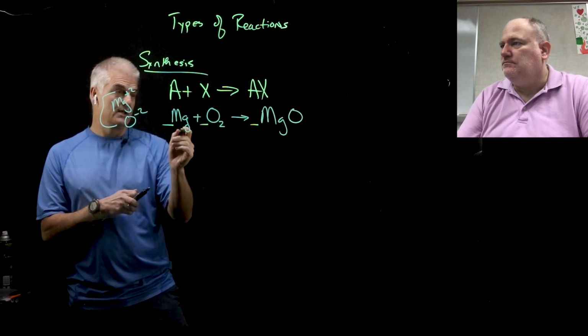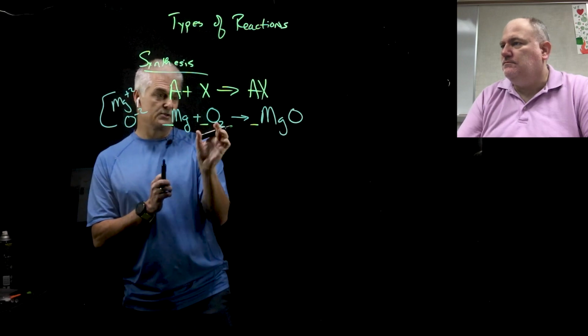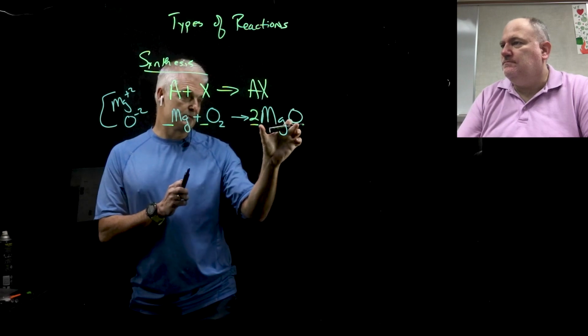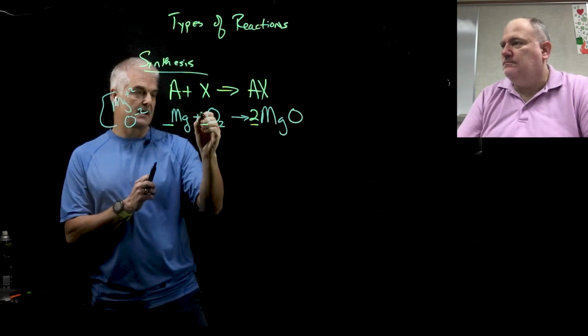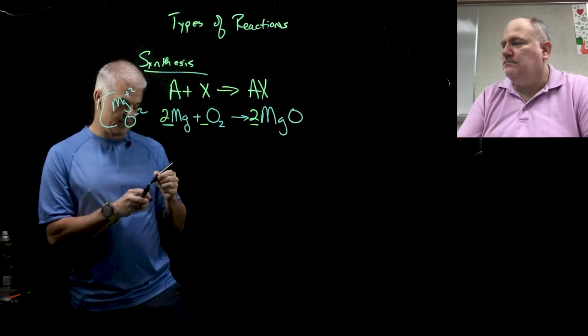So when I need to balance that, obviously that's not balanced, so I draw my arrows underneath, and so I've got an O problem. My Mg's are fine, so I put a 2 here. That gives me 2 oxygens, but then what I need to do, of course, is add a 2 in front of magnesium, and that's the reaction.